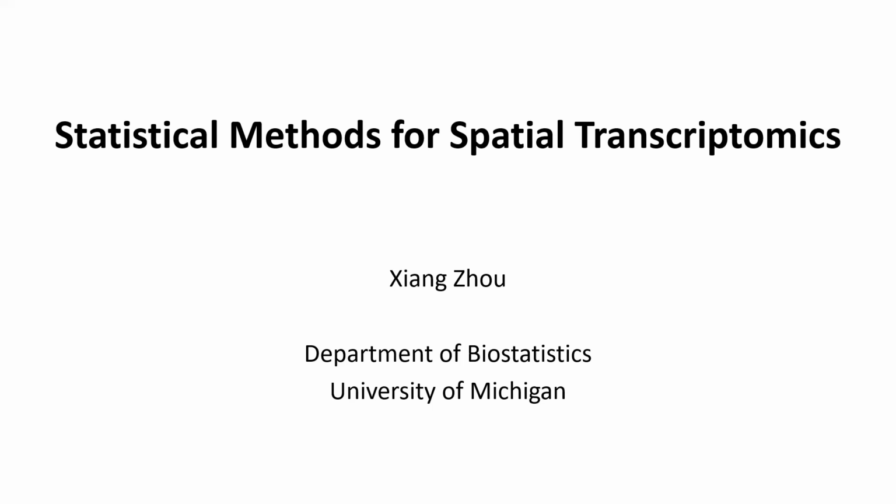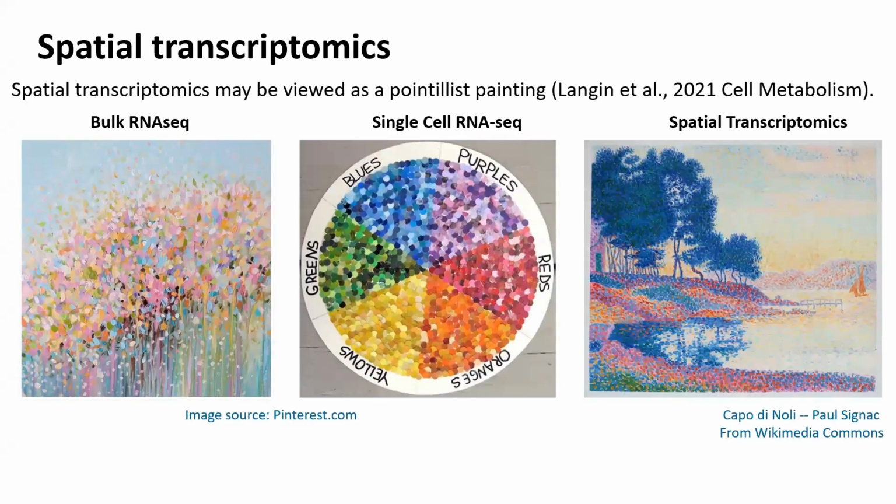Today what I'm going to do is to talk about a few different statistical methods our group recently developed for analyzing spatial transcriptomics. So spatial transcriptomics is a very new set of technologies that just came about 3, 4, 5 years ago. And this is technology that's currently revolutionized the entire field of biology.